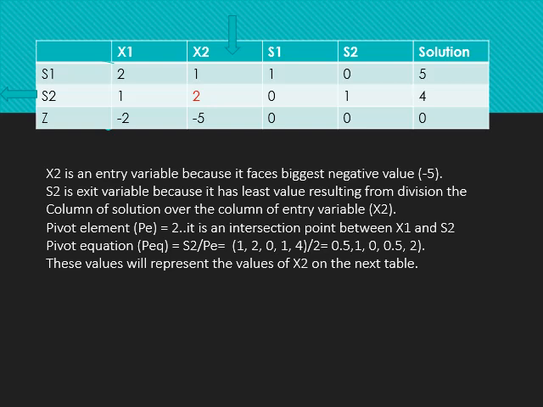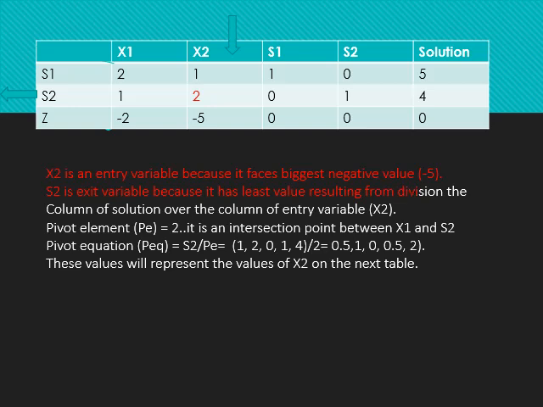If we move to the second constraint, we will find 1 is the coefficient of x1, 2 is the coefficient of x2, there is no s1, so its coefficient equals 0, and the coefficient of s2 equals 1. The solution is 4. In the objective function, the coefficient of x1 is negative 2, the coefficient of x2 is negative 5, there is no s1, s2, and the solution is 0.